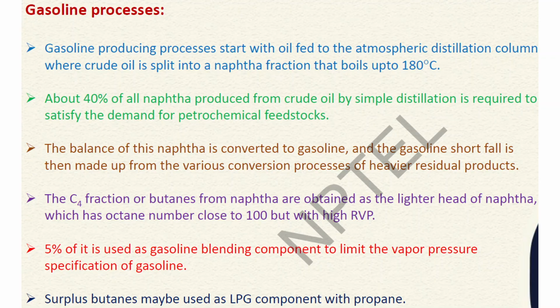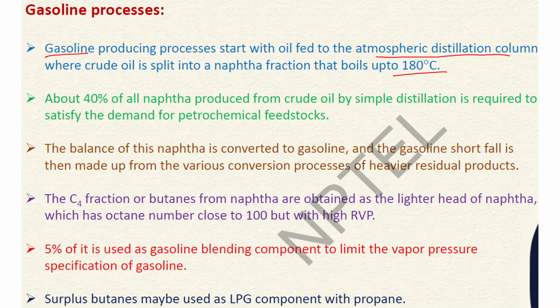So basically, as I told, the gasoline is one of the most important side cuts that we get from the atmospheric distillation unit, or it is the simplest cut that we get from the crude oil distillation. So gasoline producing processes start with oil. It is mainly started when we feed crude oil into the atmospheric distillation unit, where crude oil is split into naphtha fraction that boils up to 180 degrees C.